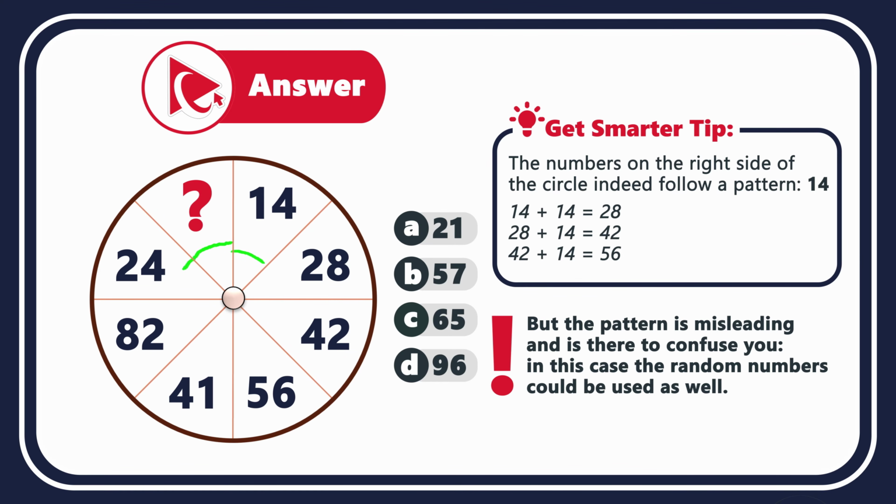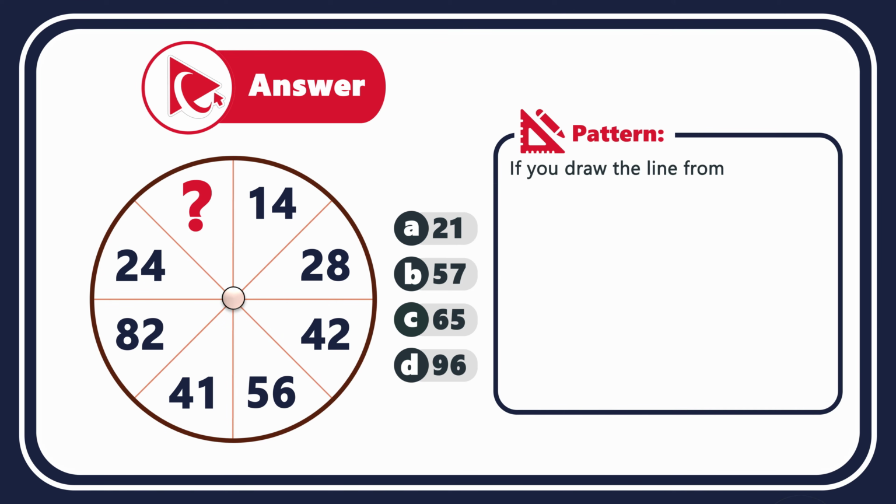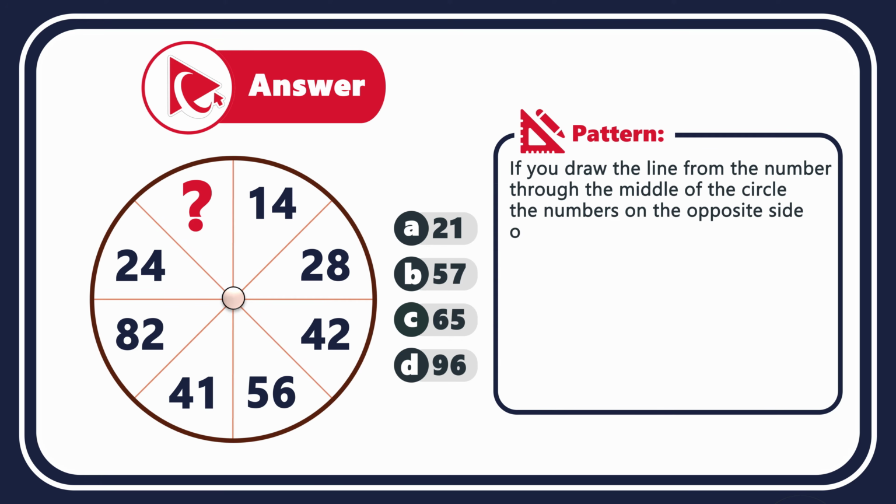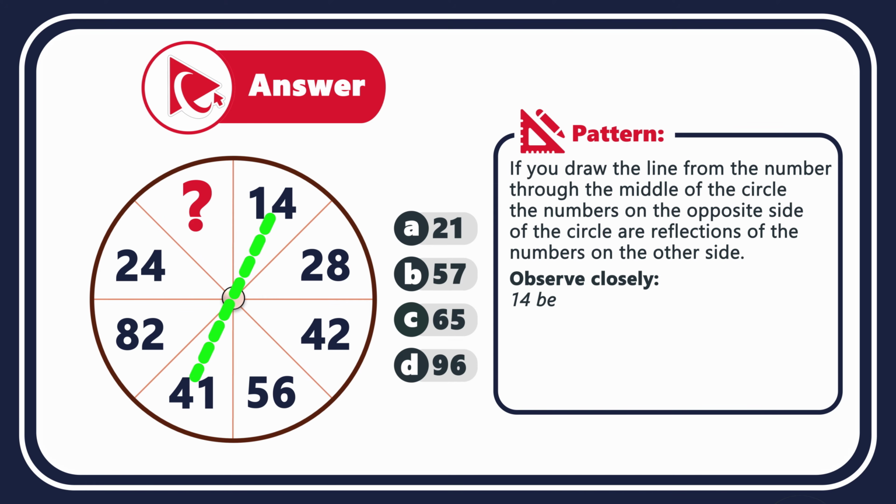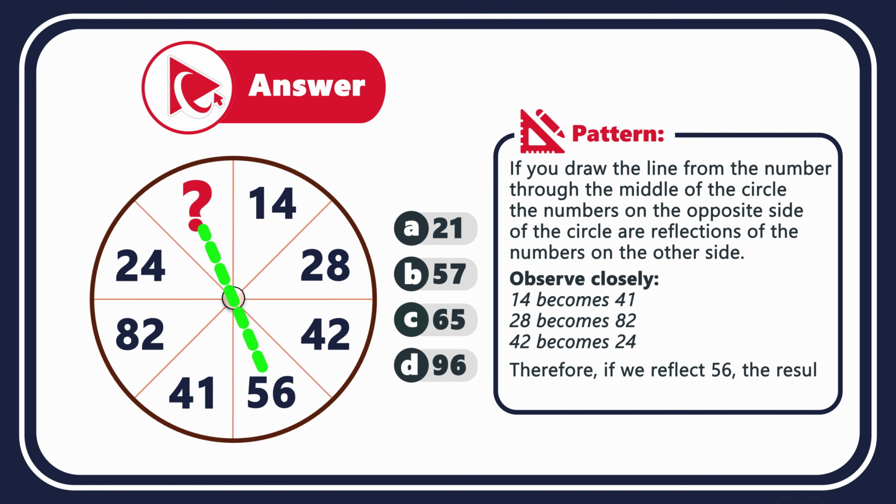Take a look at the circle in the middle. If you draw a line from a number through the middle of the circle, the numbers on the opposite side of the circle are reflections of the numbers on the other side. Let's take a close look. For example, 14 becomes 41, 28 becomes 82, 42 becomes 24, and 56 then becomes 65. So the correct answer here is choice C, 65.